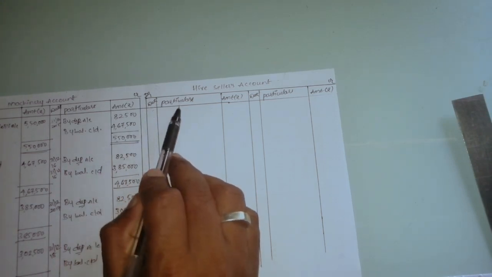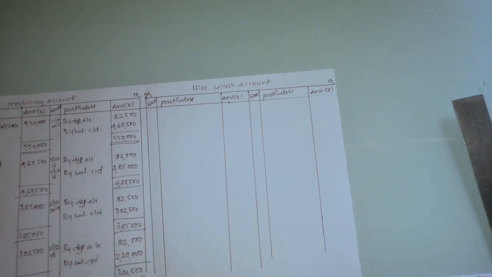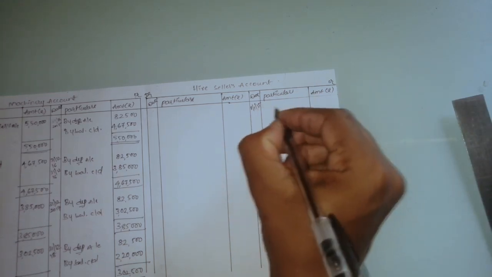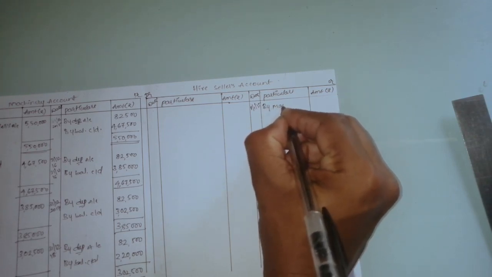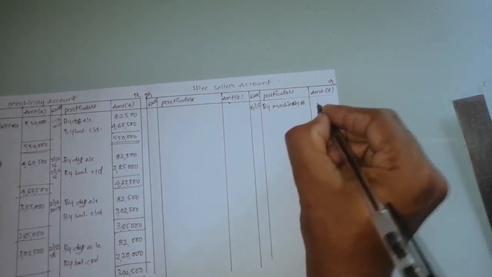Let's move forward to the hire seller account. Hire seller account. In that also, date, particulars, amount in rupees, date, particulars, amount in rupees. Clear? First entry is on 1/1/2015, machinery is purchased by the hire purchaser. So by machinery account, how much? 5,50,000.